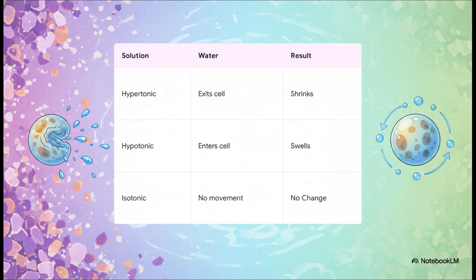If you drop a cell into a highly salty, hypertonic environment, the outside environment sucks the water right out of the cell, causing it to shrink. If you drop it into a highly watery, hypotonic environment, water rushes into the cell, pumping it up so it swells. And in an isotonic environment, everything is perfectly equal, so the cell shape stays exactly the same.